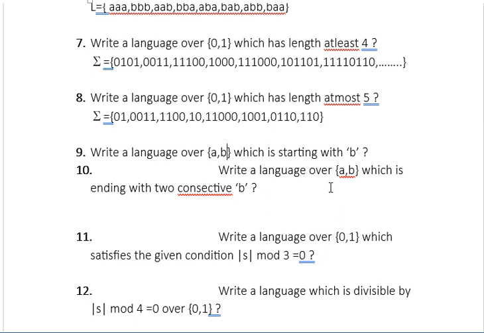Okay, write a language over A, B which is ending with 2 consecutive B's. Consecutive B means what? It means it should end with B, B. In that way you have to form the sequence of strings. It can be any type of string in the beginning, but it should end with B, B. Okay, now let's see the solution.